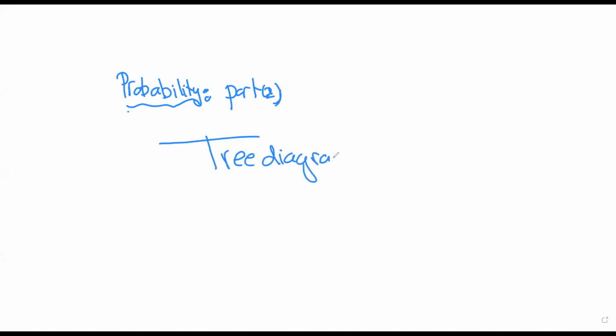And today we are going to discuss probability part 2. If you have seen part 1, part 1 was about table questions. Part 2 is about tree diagrams. Tree diagrams classify into 3 main categories.